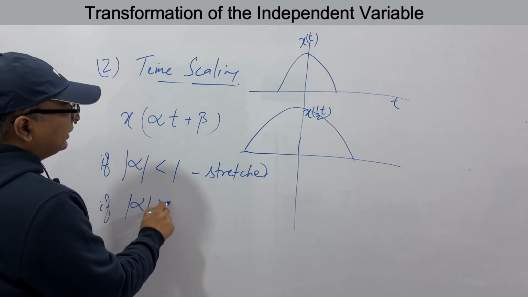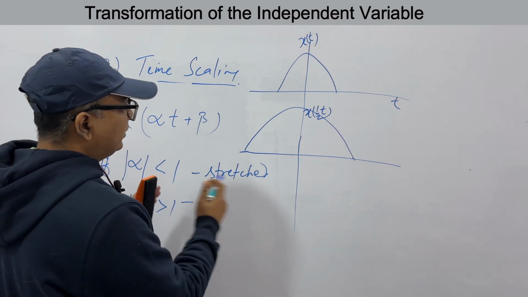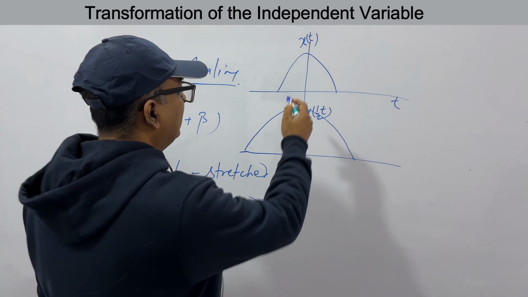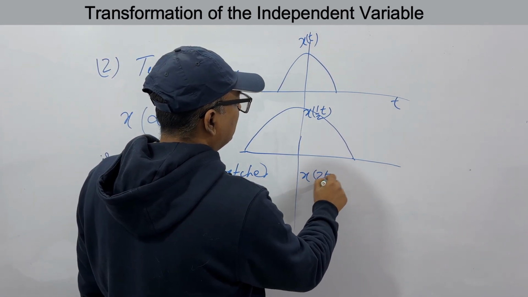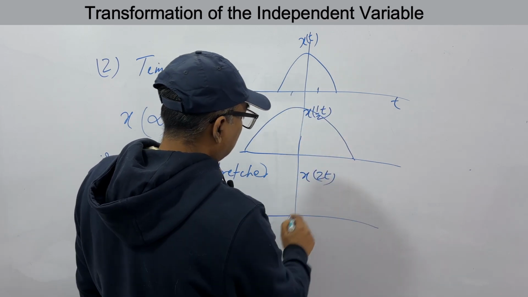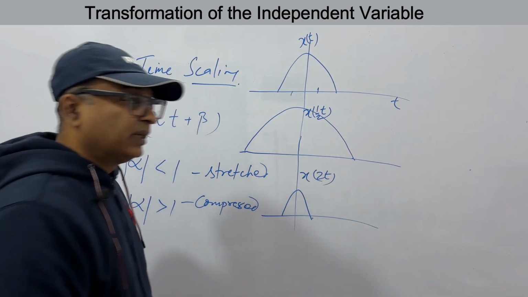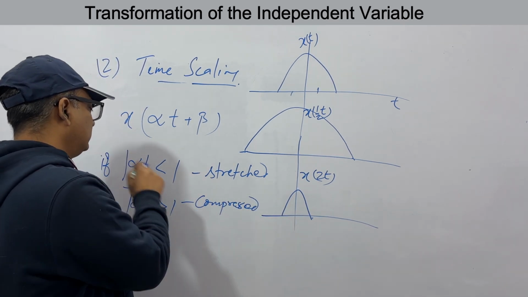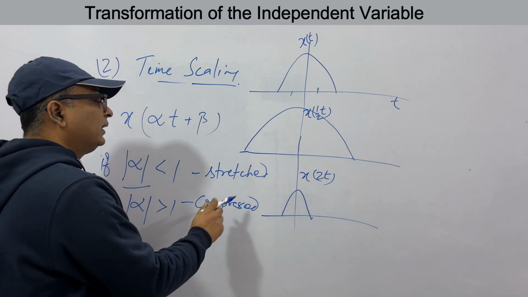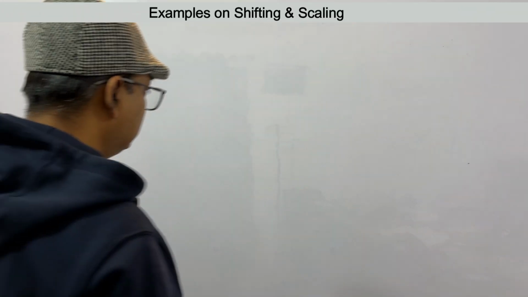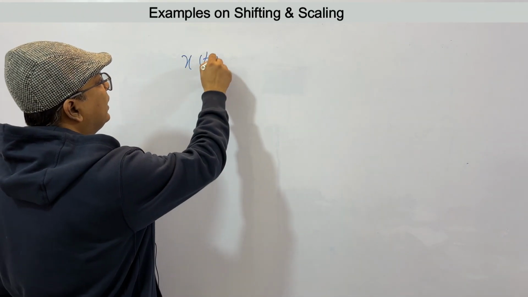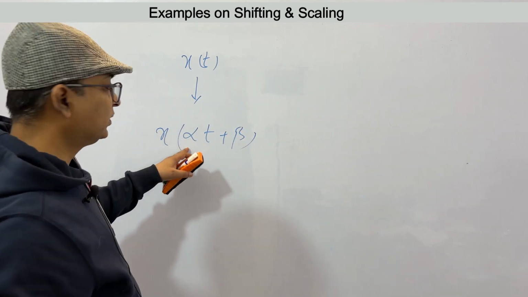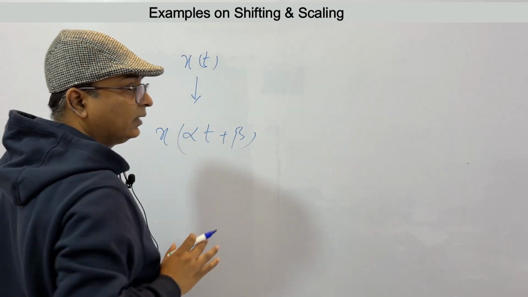And if alpha is greater than 1, then what will happen? It will get compressed, opposite to this. What will happen if we talk of x(2t)? This will be just half of this, so this will be our new signal. This is x(2t). So if alpha is less than 1, it is stretched. If it is greater than 1, it is compressed. We have seen how to transform this into this; it depends on the value of alpha.